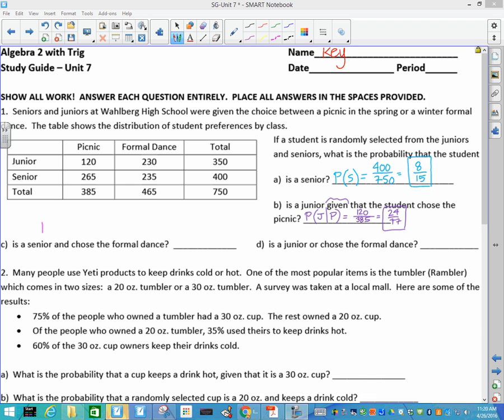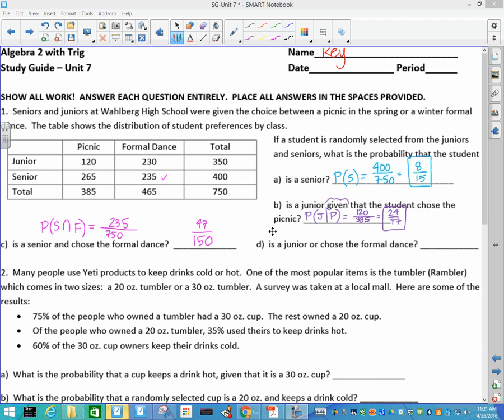So I have some room here. So I'm going to say probability of a senior and chose the formal dance. So when I have an and in that chart, then I know, and this is again what would be in your workspace, it's an and problem. It's not a given problem. So my total is still the original total from my chart of 750. How many people are seniors and chose the formal dance? That would be 235. So I have 235 over 750, and when I put that in my calculator, it reduces to 47 over 150. Kind of hard to read. Let me fix that. Okay, moving along.